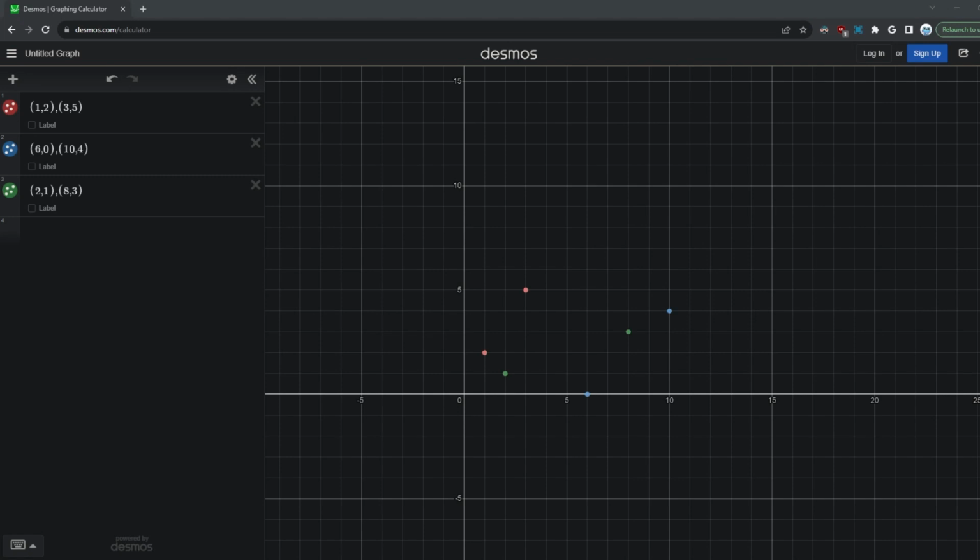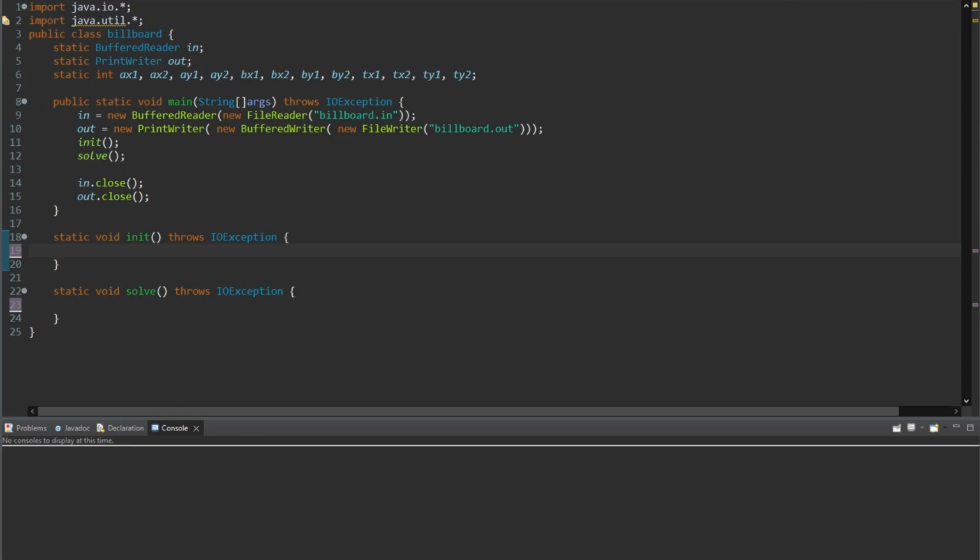And now we can move on to the programming section. So as you can see, I already have a few things written out. I have a lot of static variables, which I'll get to. But first we have the buffered reader in and the print writer out, which help us read and write to these files. And then we have the initialize method, which will initialize our variables in. And we have the solve method, which will actually solve our problem in. And then we close the in and the out.